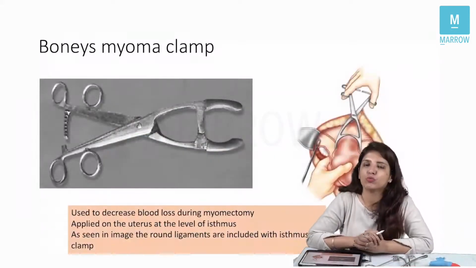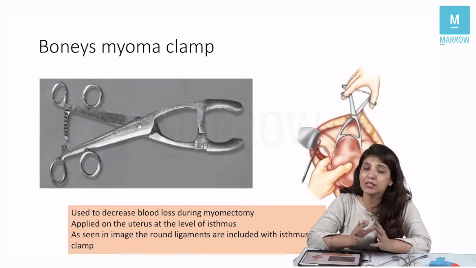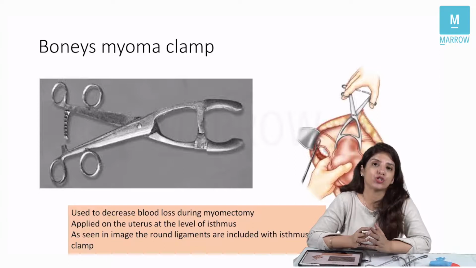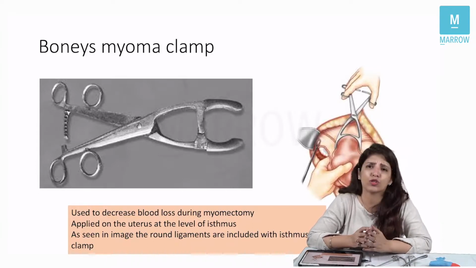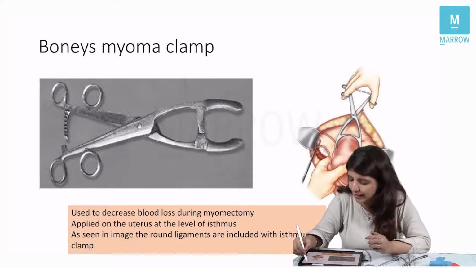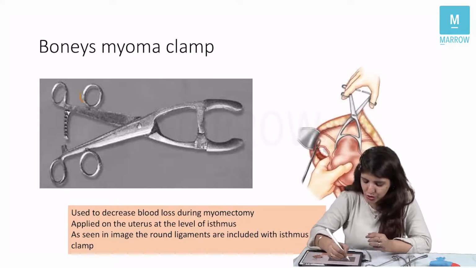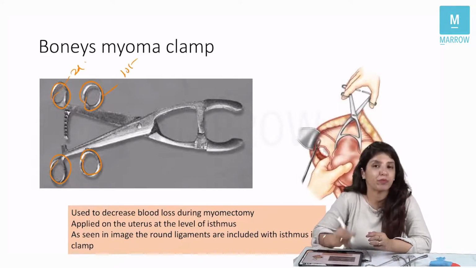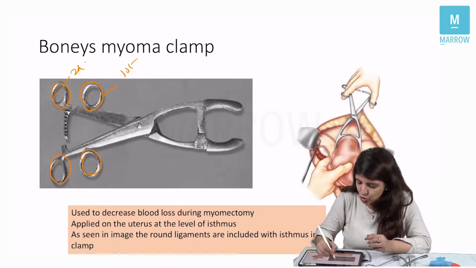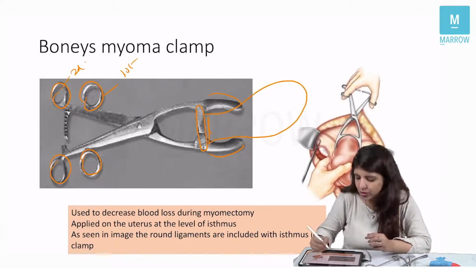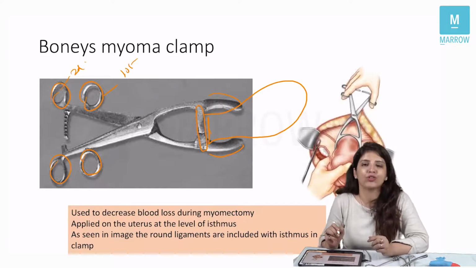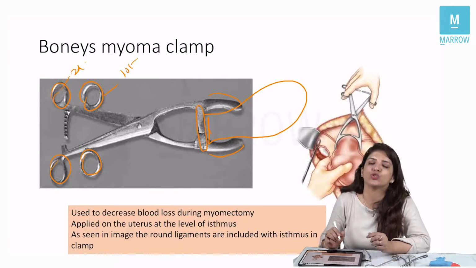Now, another instrument which is used specifically in myomectomy is a Boney's myoma clamp. A Boney's myoma clamp is used to decrease blood loss during myomectomy, and this instrument is not at all difficult to recognize because this is the only instrument where you are going to see two pairs of finger grips. First pair and second pair, right? Now, in this instrument, there is a transverse bar over here and you have the handles. Between the handles, you are going to hold the isthmus of the uterus so that the uterine artery gets compressed and there is no bleeding.